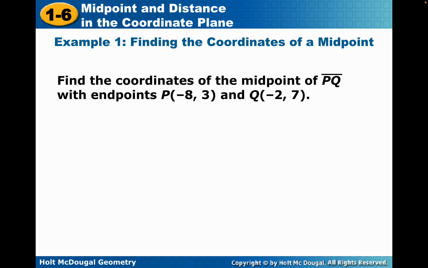Let's go ahead and look at an example. Find the coordinates of the midpoint of PQ with the endpoints of -8, 3 and -2, 7. When we do this, we mark what's our x1, our x2, our y1, our y2. P is going to be our 1, so -8 will be our x1 and 3 will be our y1.